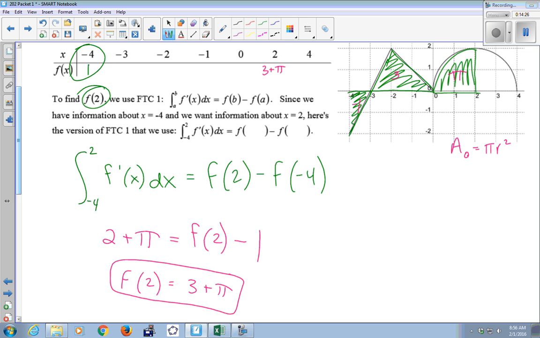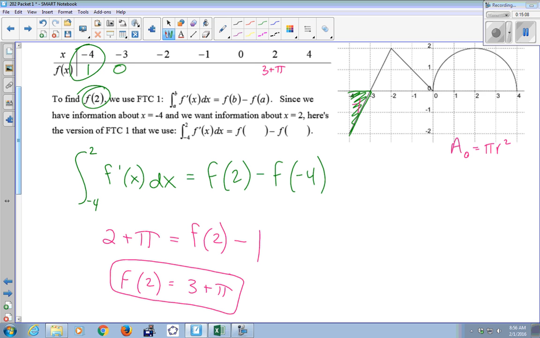So you could fill in the table integer by integer, right? Or you can use the fundamental theorem to get any particular x value you want. If I was going to go integer by integer, I would just look at areas over unit intervals, right? So from -4 to -3, the area under the curve is -1. That's how much your function value changes by. So it was 1, it changes by -1, so now it's 0.